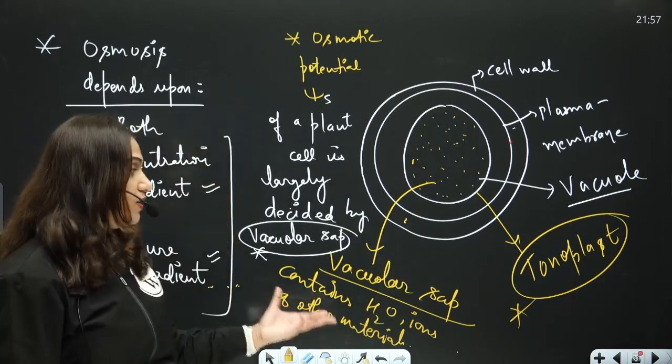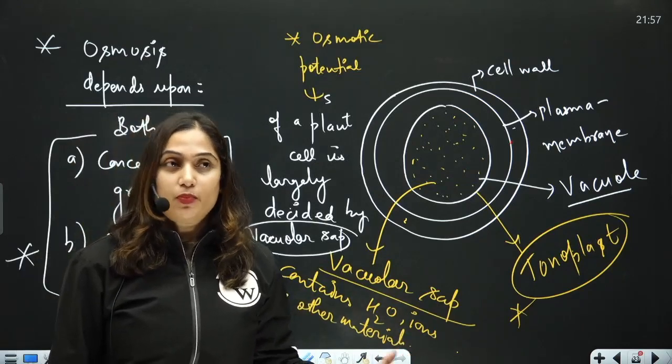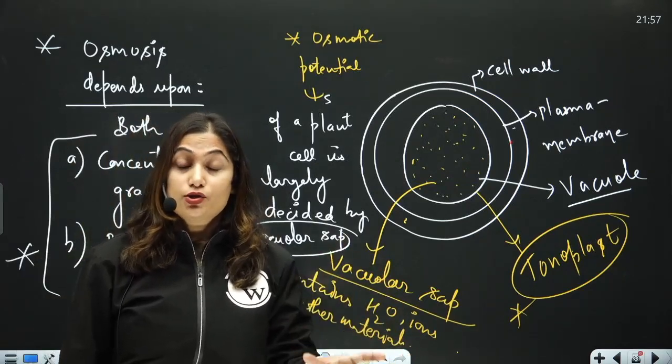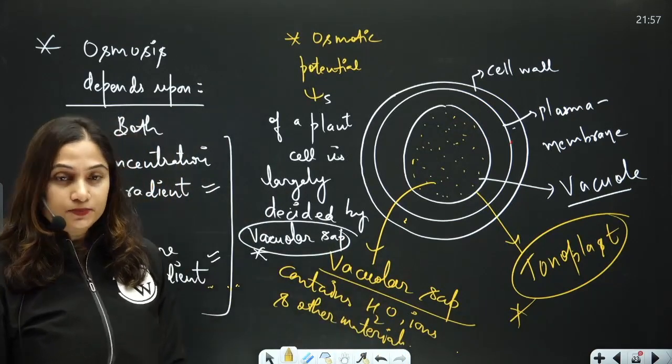Clear? So these are very important lines. The question can come directly. Most of the osmotic potential of a plant cell is decided by, so your answer will be vacuolar sap. Clear?